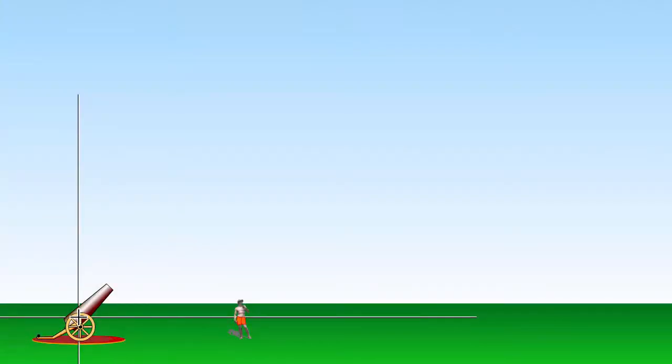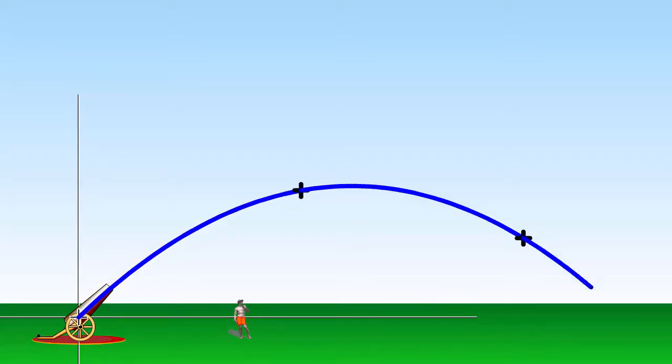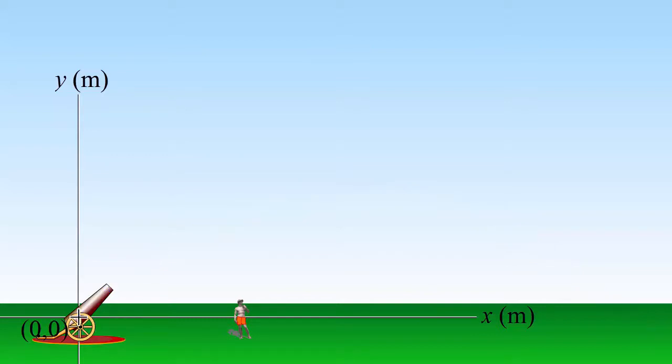Consider a cannon shell being fired from a cannon as follows. For convenience, we'll define the motion to begin at time t equals 0 at the origin of an xy coordinate system such that the initial x position is at 0 and the initial y position is also at 0. We see that the shell is fired with some initial velocity, which we shall designate as v0, and at some initial angle which we'll designate as theta 0.